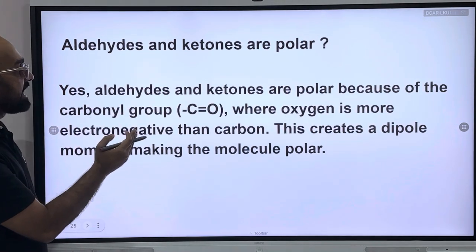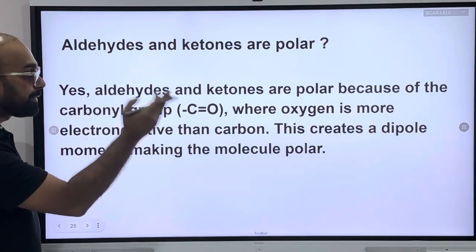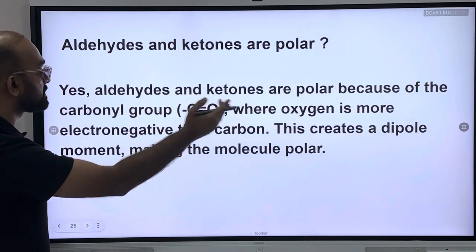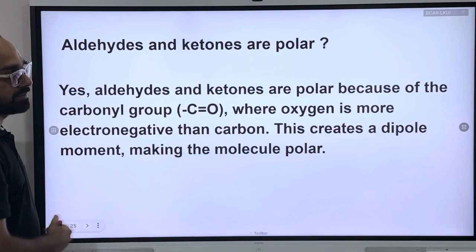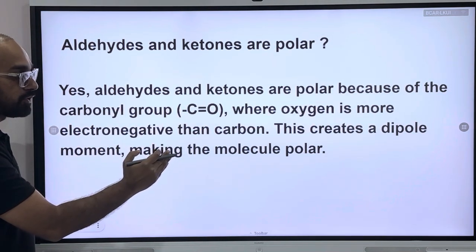Here is your statement answer. Yes, aldehydes and ketones are polar because of the carbonyl group where oxygen is more electronegative than carbon. This creates a dipole moment making the molecule polar.